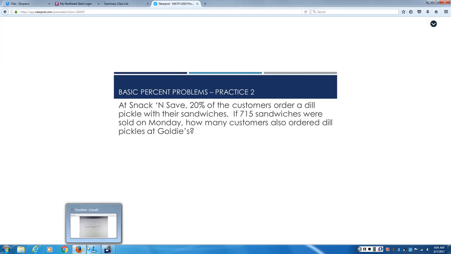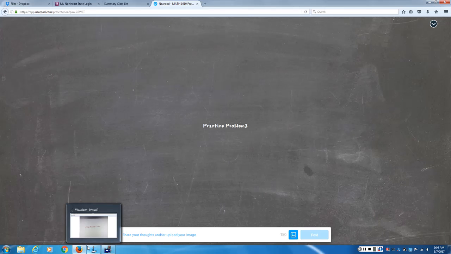At Snack and Save, 20% of the customers order a dill pickle with their sandwiches. If 715 sandwiches were sold on Monday, how many customers also ordered dill pickles at Goldie's? Now you have the problem in front of you. Work with the people around you and figure out what was before, what was after. Convert your percent. Do your equation, do the math.